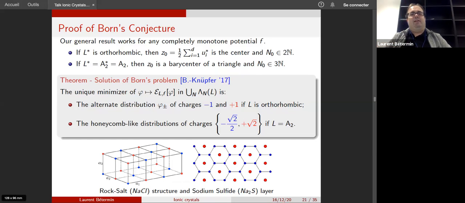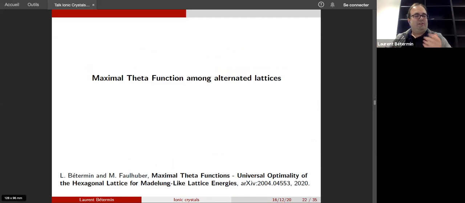Okay, so that was the first thing we did with Hans Knüpfer, and then we met Markus Faulhuber, and we decided to work a bit on that. So we started to work on the problem that I will explain at the end of the talk. And recently we showed this thing, which is another optimality result for the theta function. But here I will assume that all the charges are already prescribed to be +1, -1, so they will alternate, as I explained before.